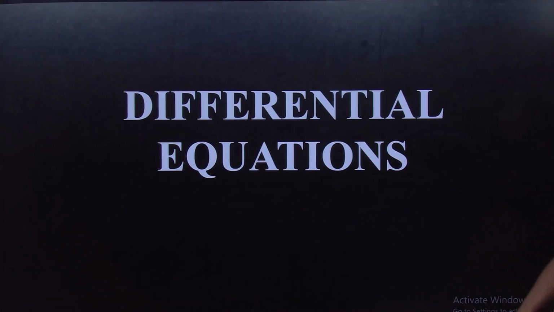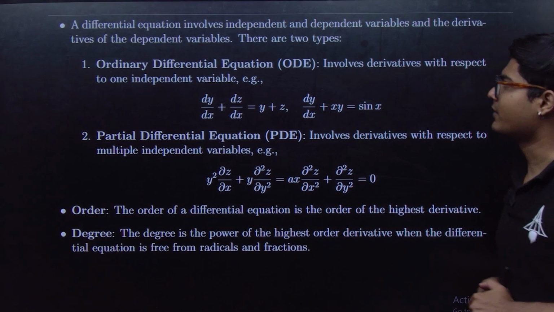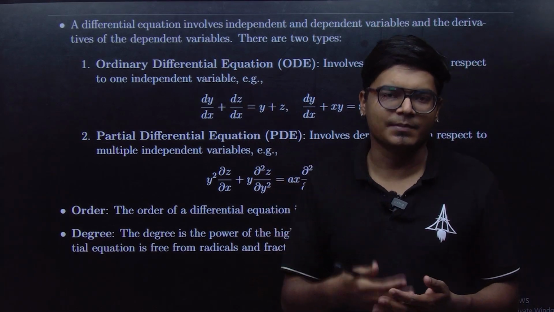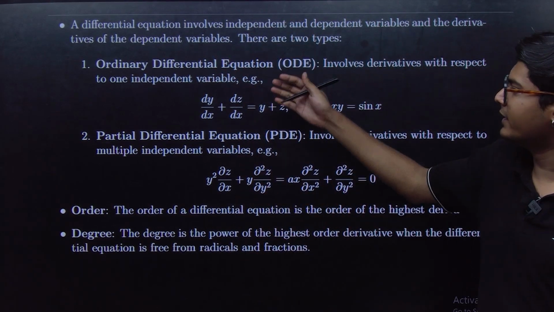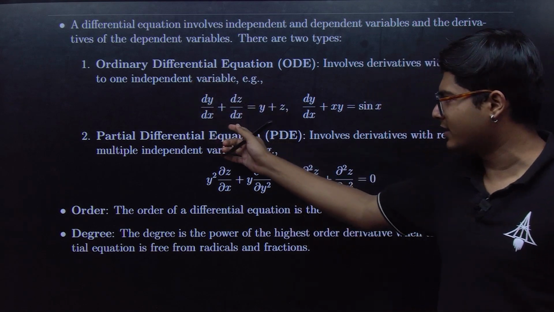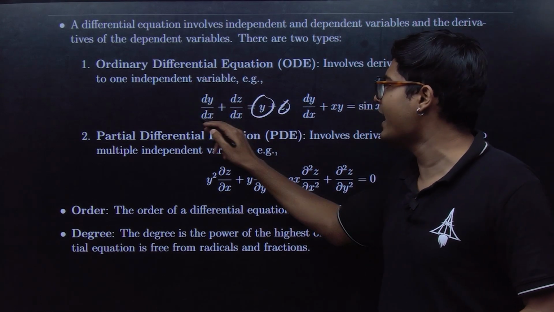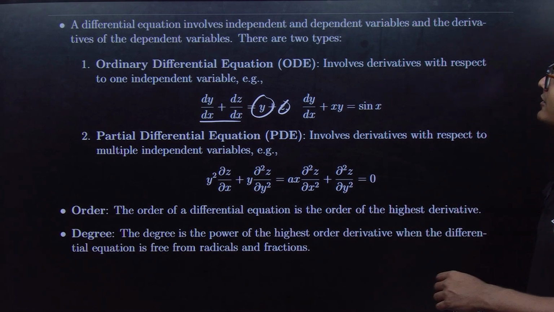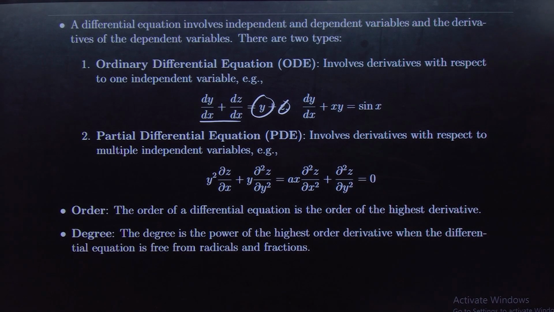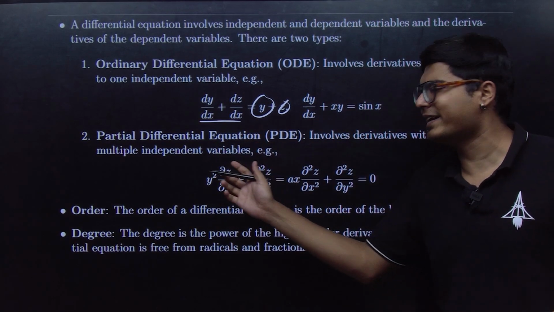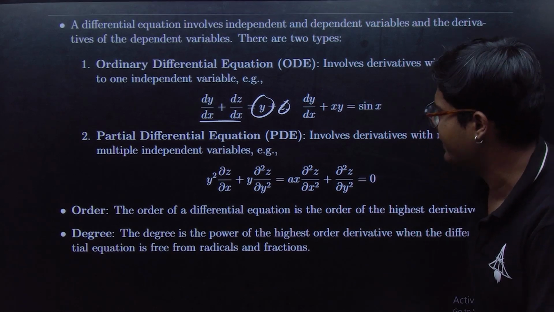All right, so the next chapter we'll see is differential equations. So what exactly is a differential equation? It's basically an equation which involves dependent and independent variables along with the derivatives. For example, if I look at this case, y and z are dependent variables which depend on x. So you have y, z and their corresponding derivatives. So this is what an ordinary differential equation looks like. A partial differential equation is a similar one, except now we will talk about partial derivatives.